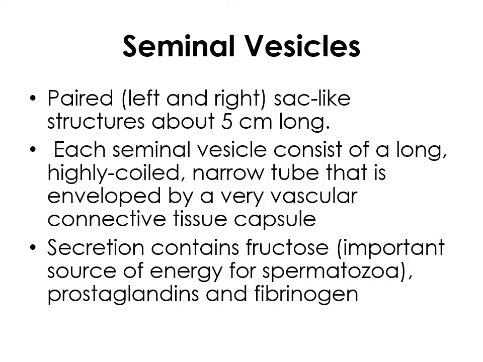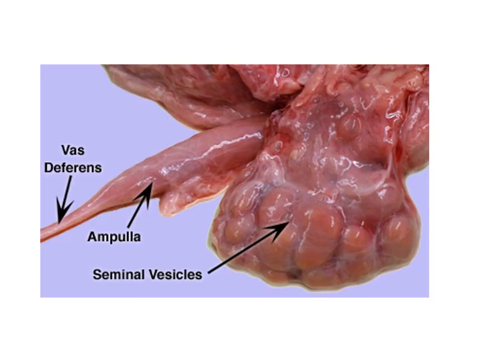The seminal vesicles are paired sac-like structures about 5 centimeters long. Their secretions contain fructose, an important source of energy for the sperm cells. They also contain prostaglandins and fibrinogen. You can find fructose in fruits. Here we see the vas deferens ampulla and the seminal vesicles.